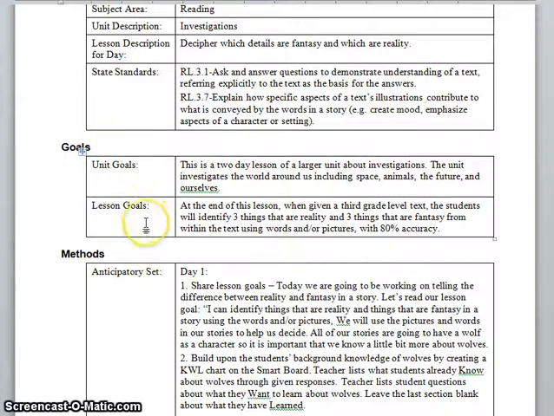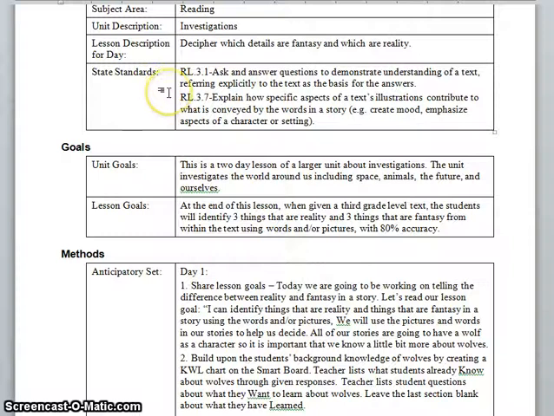When creating my lesson goal, I created a SMART goal, which means it's specific, measurable, attainable, realistic, and time-bound. I said at the end of this lesson, when given a 3rd grade level text, the students will identify 3 things that are reality and 3 things that are fantasy from within the text using words and/or pictures with 80% accuracy. This goal relates to the content standards and the overall unit goal.